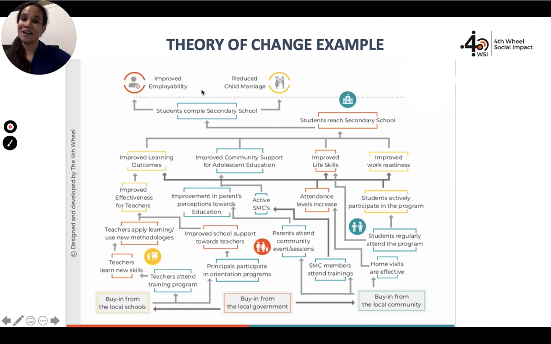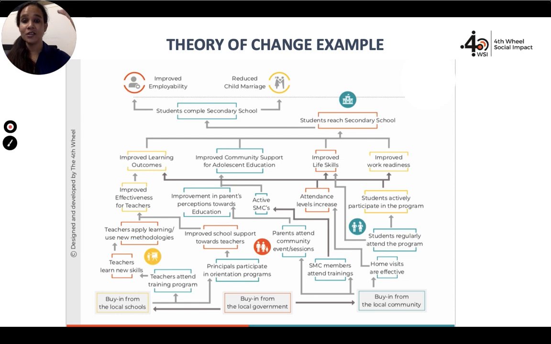However, just to put this out there right now, this is called the line of accountability, wherein our program can work towards ensuring that all the elements that lead to students completing secondary school are within our control, whereas when it comes to employability and child marriage, there's a lot more that the program is not working towards. So if you look at this theory of change, we say that students completing secondary school is the result we are looking for. For that to happen, students should reach secondary school.